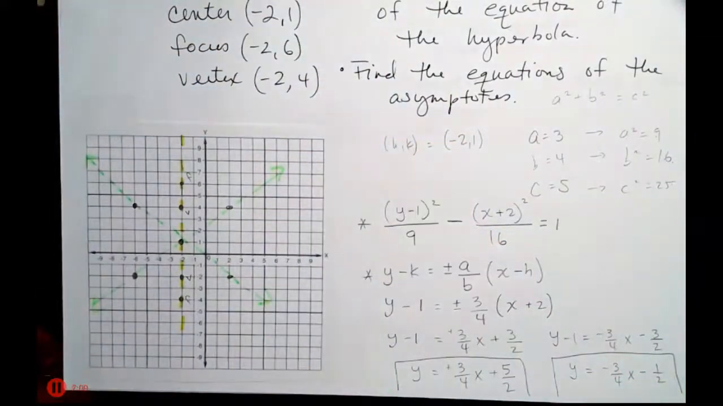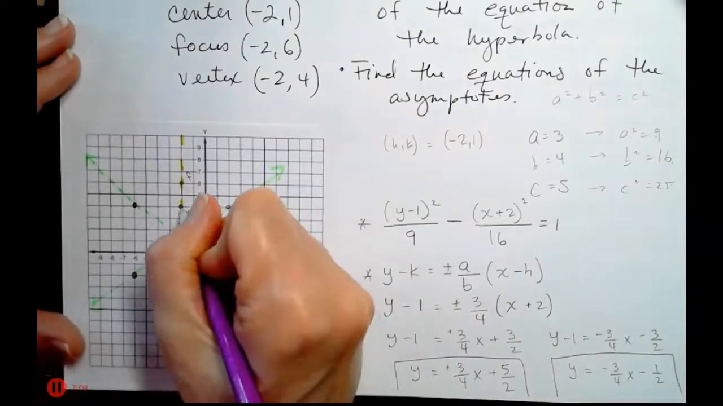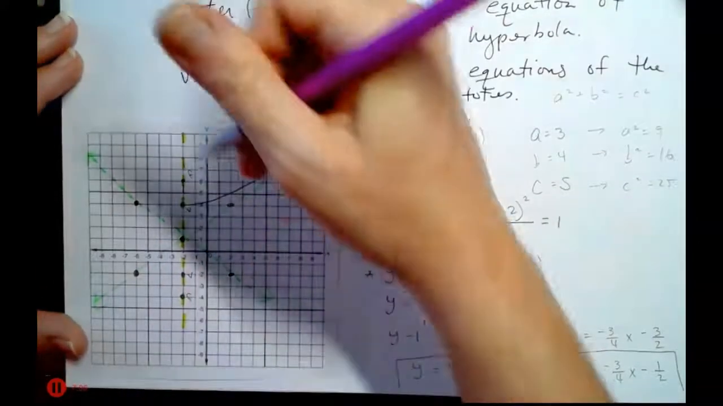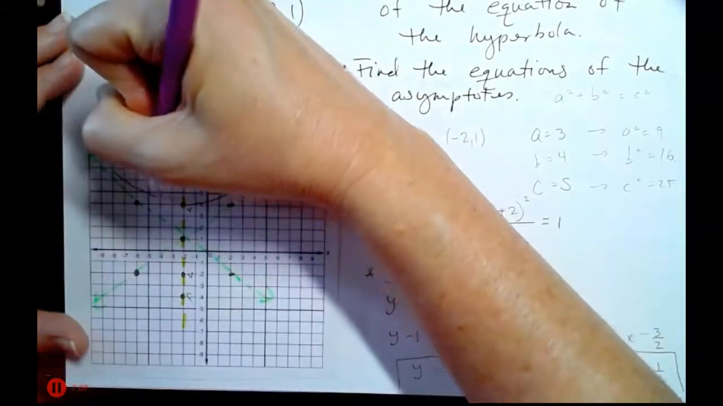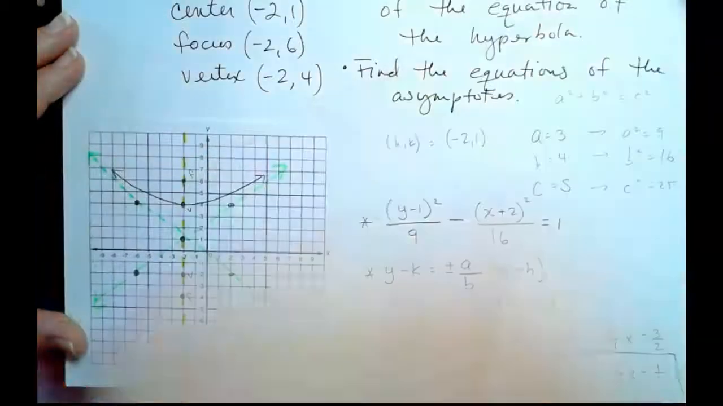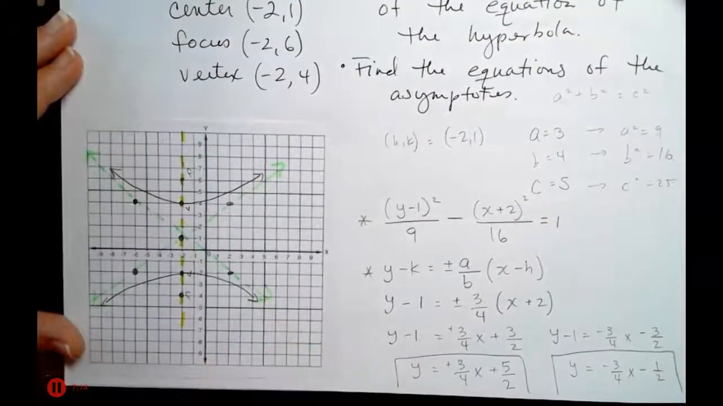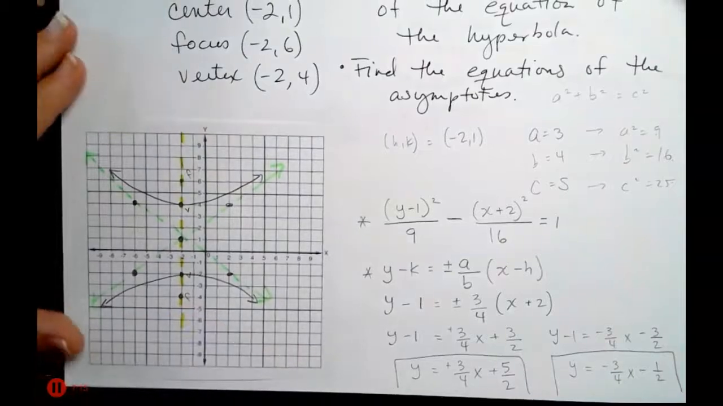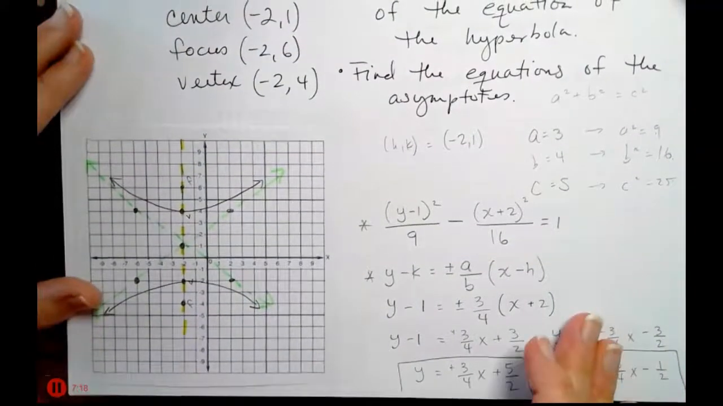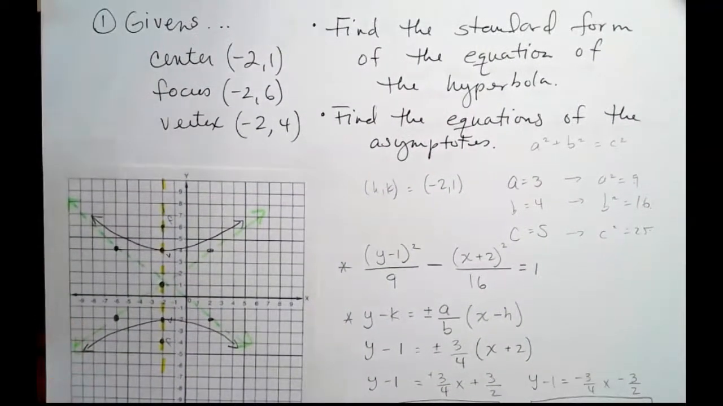And I already have my vertices and foci on here, so I can now draw in my branches. There's the top one, and there's the bottom one. That's my hyperbola, given a center at negative 2, 1, a focus at negative 2, 6, a vertex at negative 2, 4.